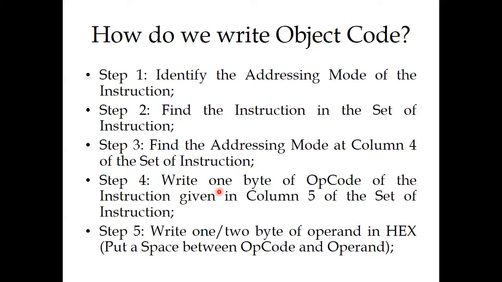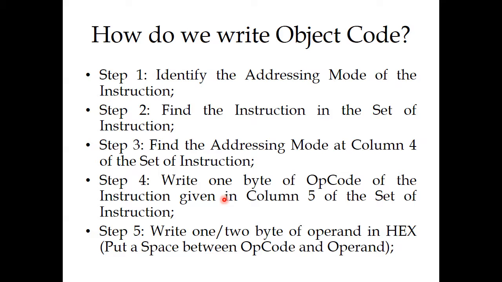We always check this for one reason. Even if we understand what the addressing mode is, we still need to check it. Remember there is an exception about direct: in some cases, even if your instruction looks like direct, it's actually extended, because the specific instruction probably does not support direct. So we have to double check that. That is step 3. In step 4, we write 1 byte of the opcode of the instruction, given in column 5. In column 5, we are given the opcode.